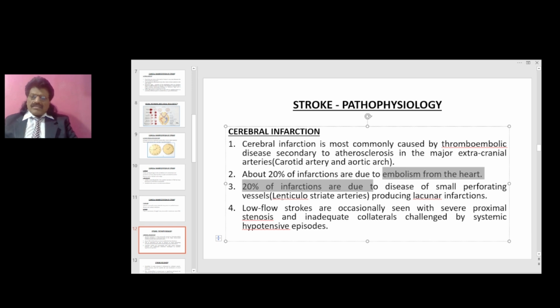And another cause of pathophysiology for stroke is low flow strokes, occasionally seen with severe proximal stenosis and inadequate collaterals challenged by systemic hypotensive episodes. So when there is hypotension also they can develop stroke. So cerebral infarction is most commonly caused by thromboembolic disease secondary to atherosclerosis in the major extracranial arteries, that is carotid artery and aortic arch. 20% are because of embolism, 20% are because of lacunar infarctions, and the other cause is the systemic hypotensive episodes.